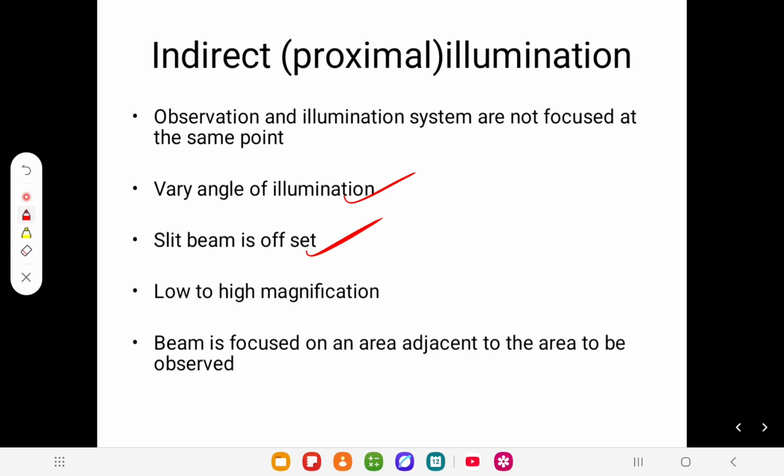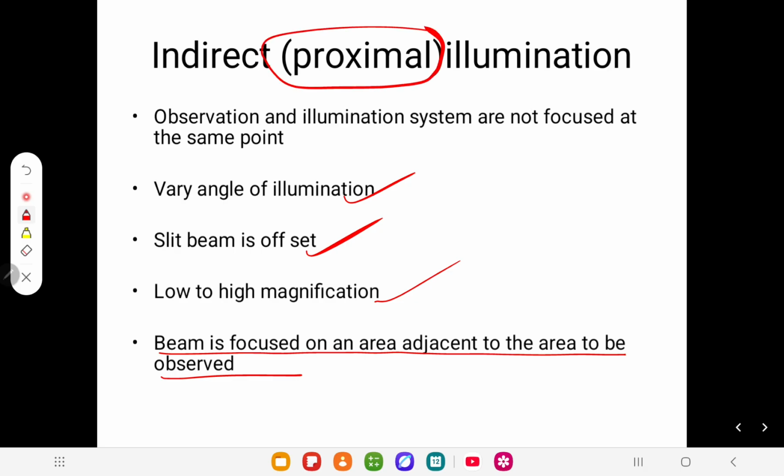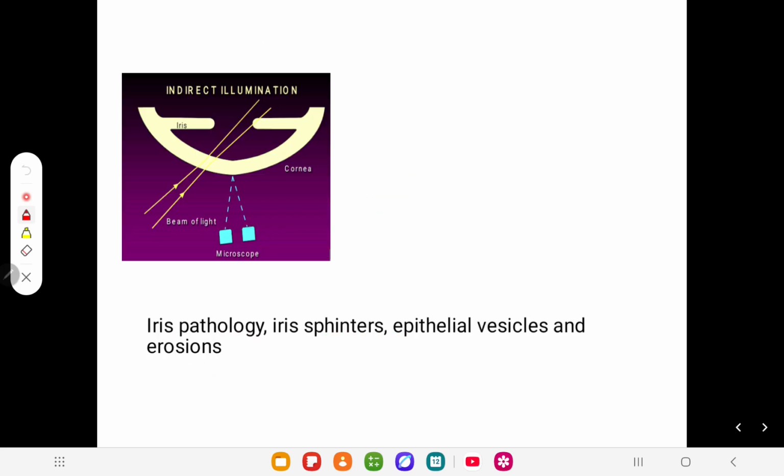Low to high magnification, depending upon the technique. The beam is focused on the area adjacent to the observed. That's very important. The beam is focused on the adjacent, nearby area of the observed. That's why it's sometimes called proximal: indirect but proximal. So what do you mean by that? You throw light here, but you observe this structure. So you are throwing light at one place and observing another place.